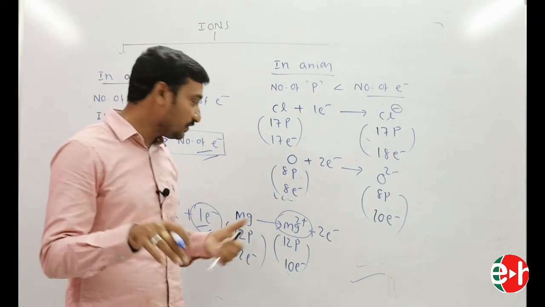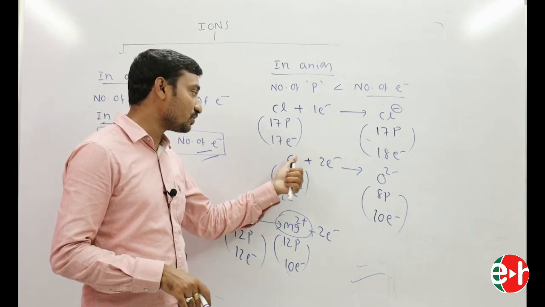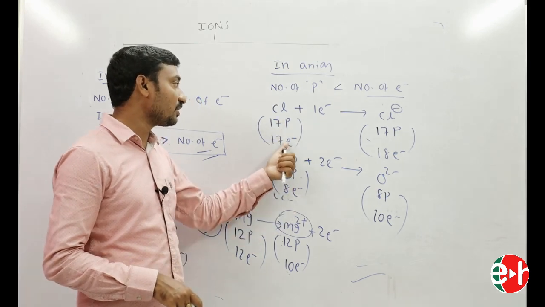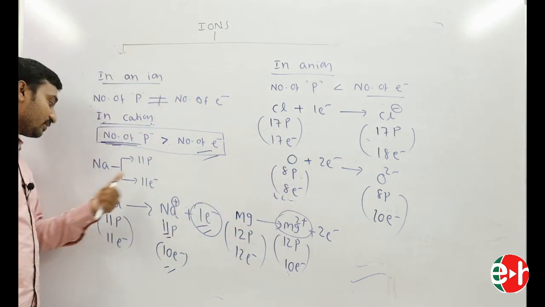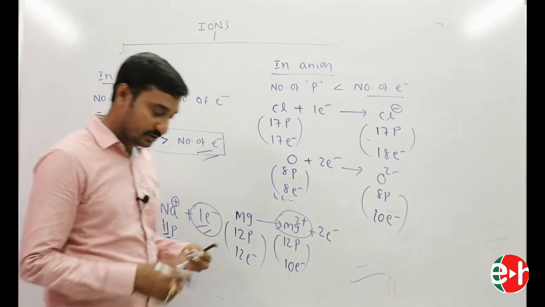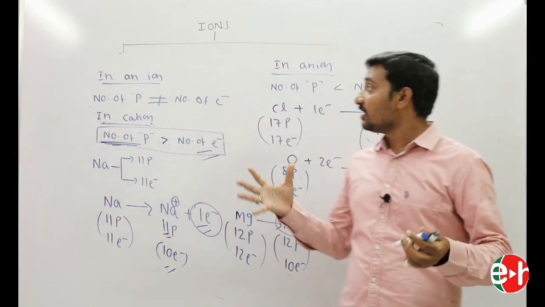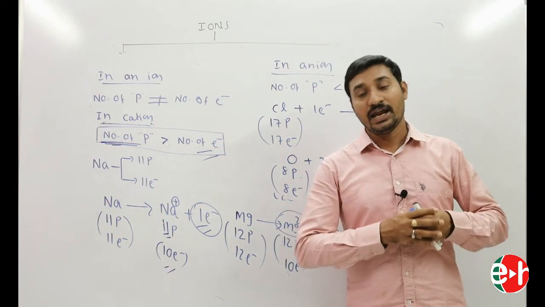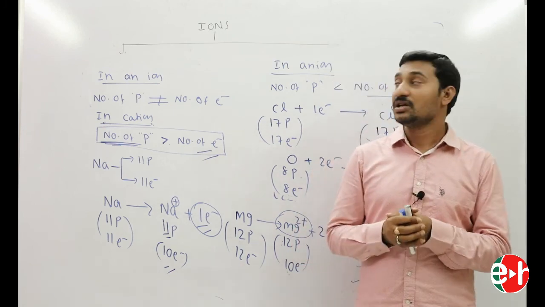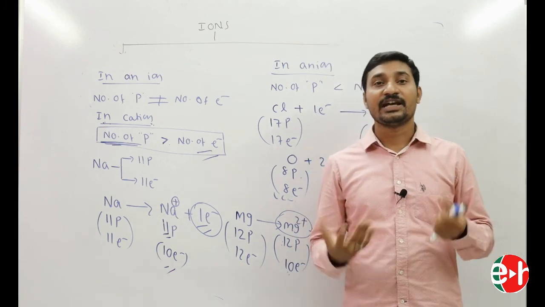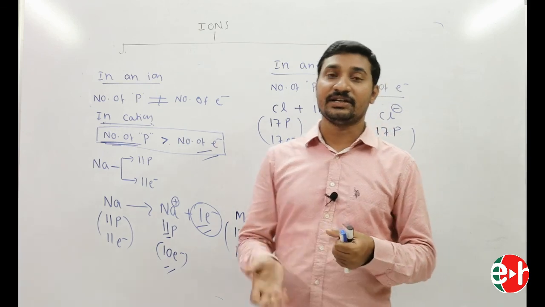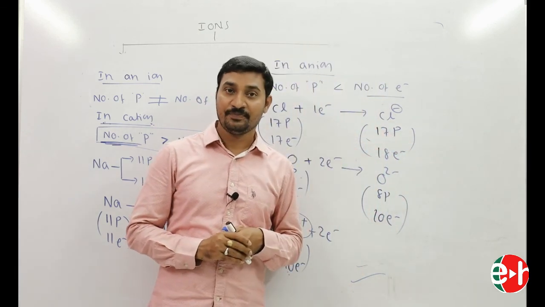But in a neutral atom, this is neutral because there is no charge. Protons and electrons are equal. Got it? Okay. So finally these are ions, cation and anion. In the next class we will discuss different types of cations and different types of anions. Okay. Thank you.